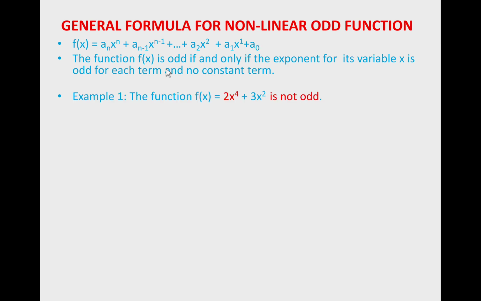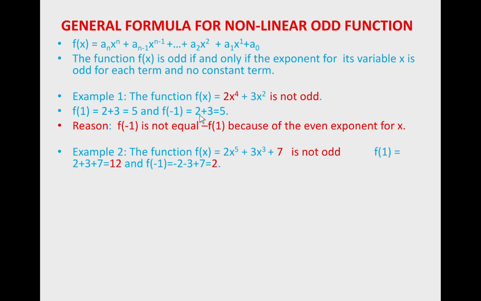Let's go ahead and take examples. The first example, we have f of x equal to 2x to the power 4 plus 3x to the power 2. This is not an odd function. We can verify it mathematically, but we can also verify it by inspection. Since x has 4 as an exponent, which is even, and the other x has 2 as an exponent, which is also even, this function can never be an odd function. And if you do the math, we will get it. It's not an odd function. So that's the reason written there.